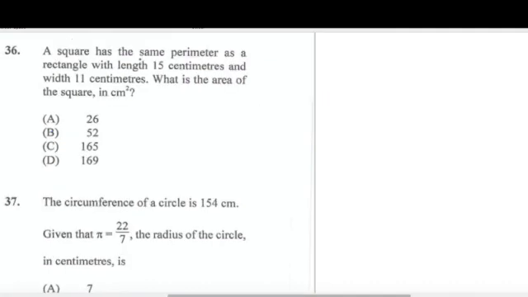So number 36, a square has the same perimeter as a rectangle with length 15 centimeters and width 11 centimeters, right? So 15 plus 11 plus 15 plus 11, that will give me the perimeter. I have to add all the way around. So that'll be 11 times 2 is 22, and 15 times 2 is 30. So that will give me 3 and 2 is 5, 52. So 52 is the perimeter here.